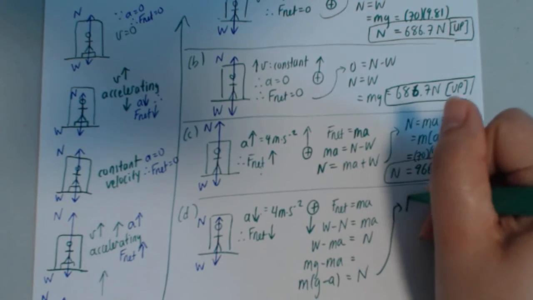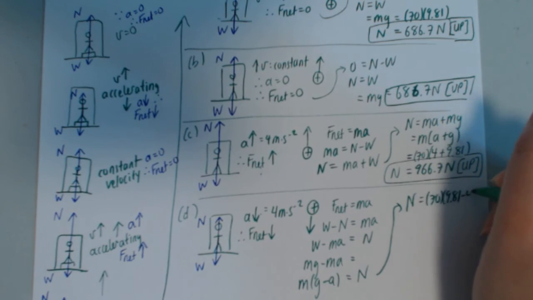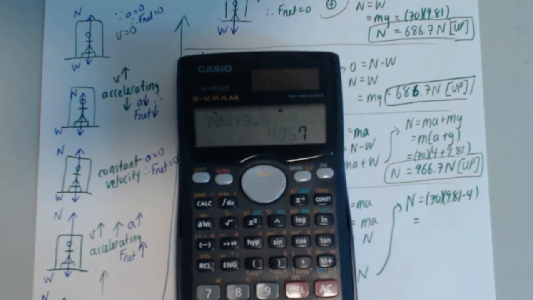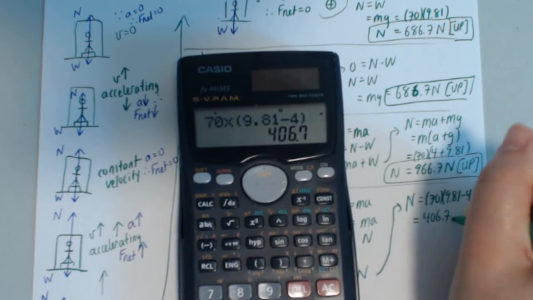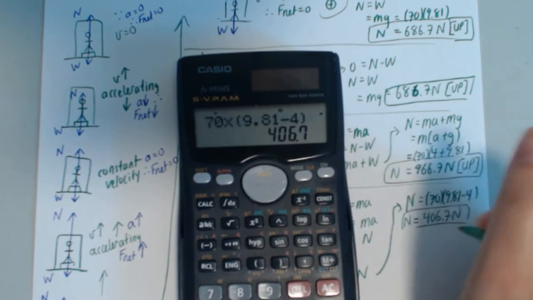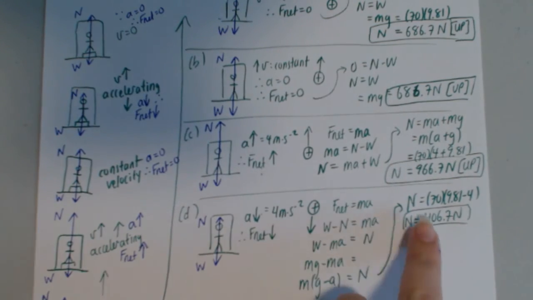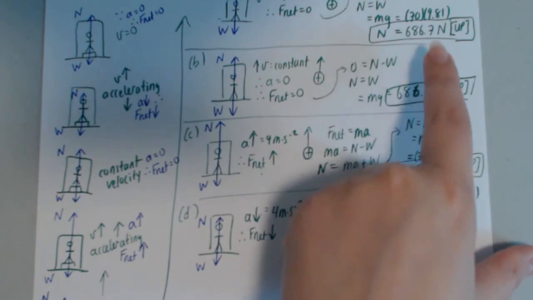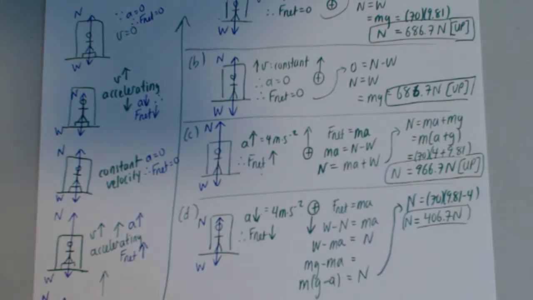All right, so N is equal to 70 times 9.81 minus 4. That's 406.7 newtons. Okay, and that's what we would expect. It's a smaller number than when we are, I guess, stationary or moving at constant velocity, and it's much less than if you are accelerating up.